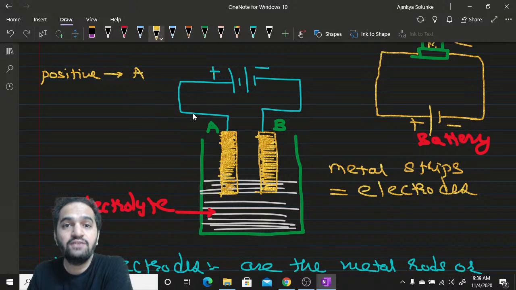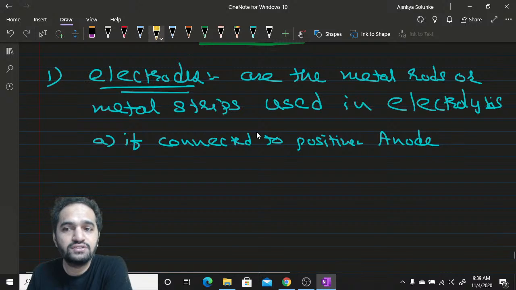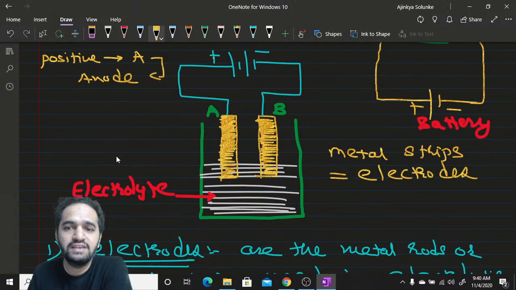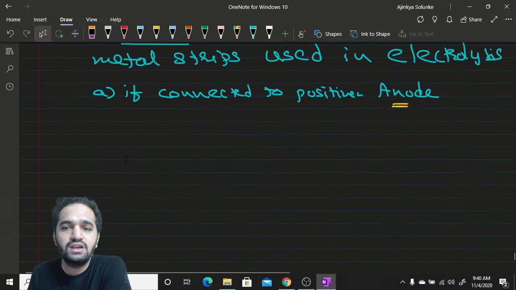Okay. And if it is connected to A, what do we call the rod which is connected to positive? We call them anode. So in this case, A must be anode. A is anode here because it is connected to positive. What about B?